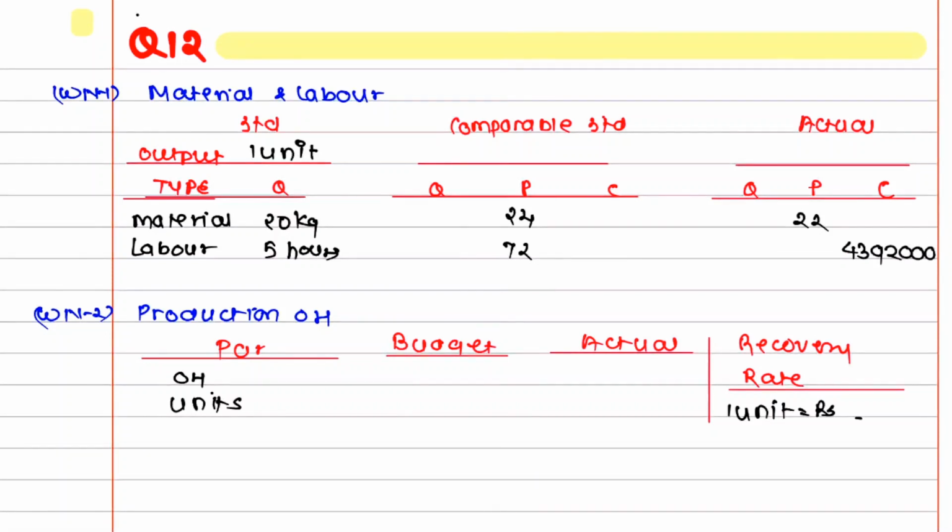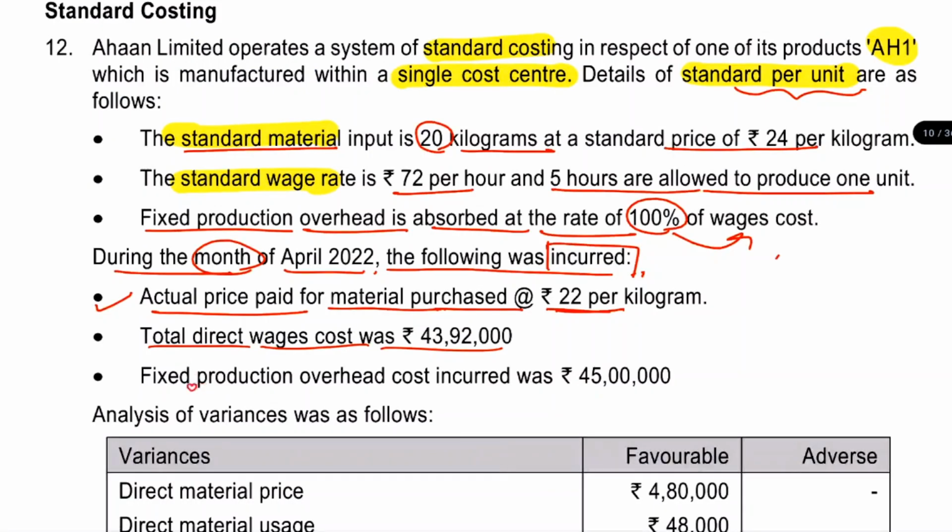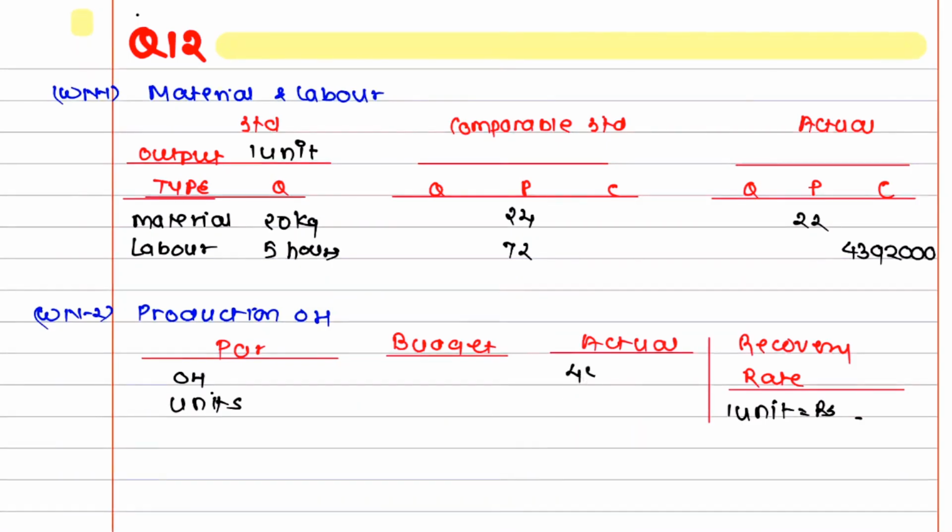Hello, is it clear? That is 43 lakh 92,000. Just in case I write a wrong amount, just let me know. Okay. Fixed production overhead incurred was 45 lakh. Actually, I have incurred 45 lakh. That will be written over here, that I have actually incurred 45 lakhs. Actual overhead, sir. Yeah.